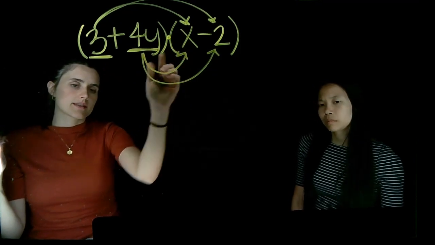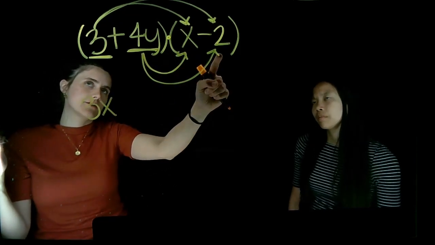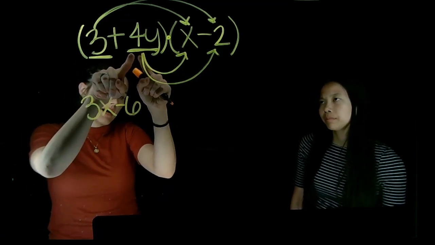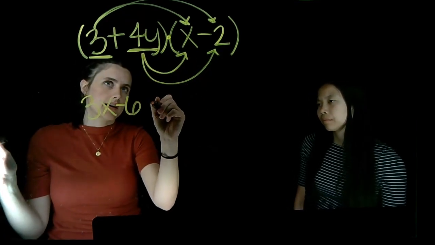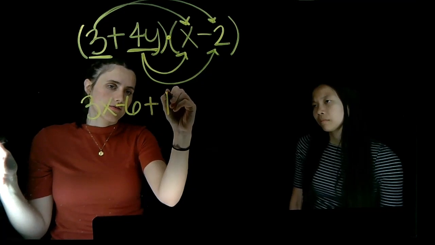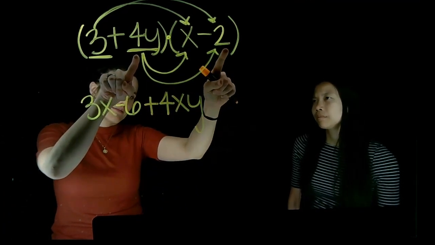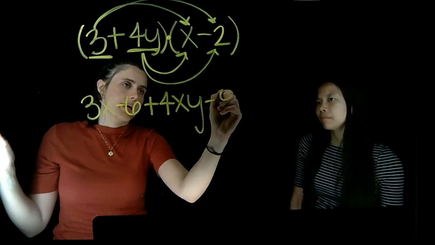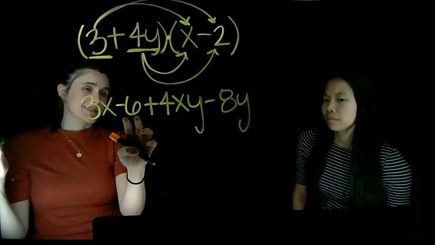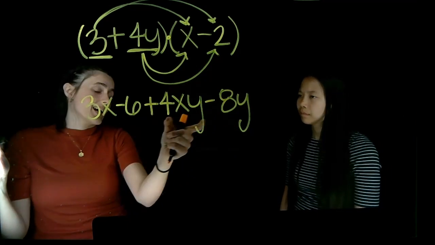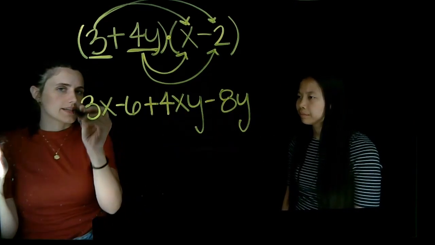So we'll start with this 3. 3 times x gives me 3x. 3 times negative 2 gives me negative 6. Then I can come to my 4y, and I can say 4y times x gives me 4xy, and it's positive. So we'll have positive 4xy. And then I have my 4y times a negative 2, so that will be minus 8y. Then I can look through and see if there's any terms I can combine, but it doesn't look like I can, because I have an x, a constant, an xy, and a y. So I can just leave my answer.